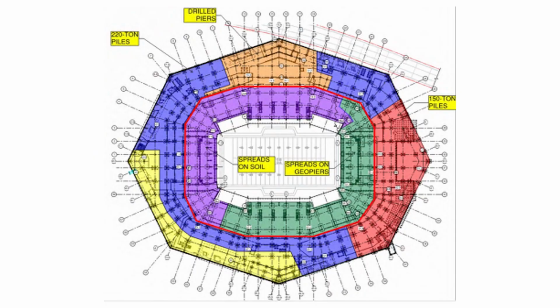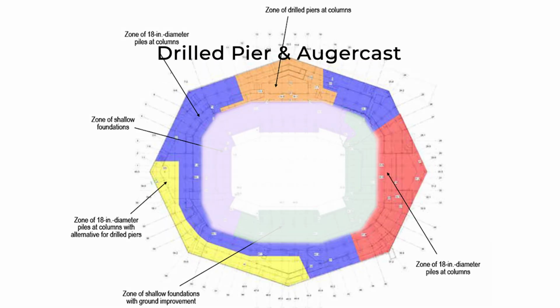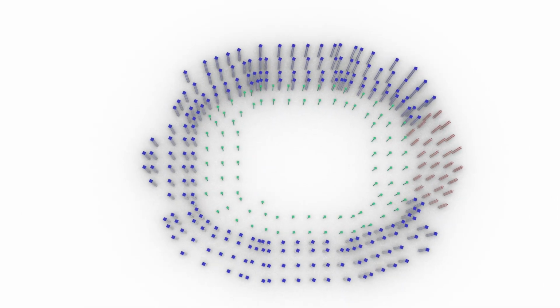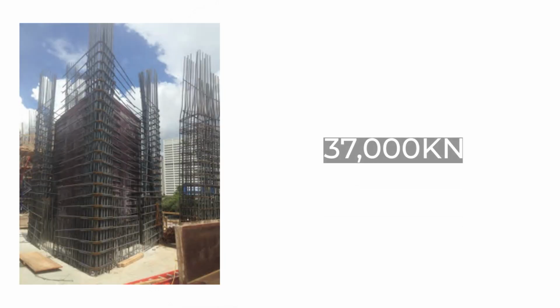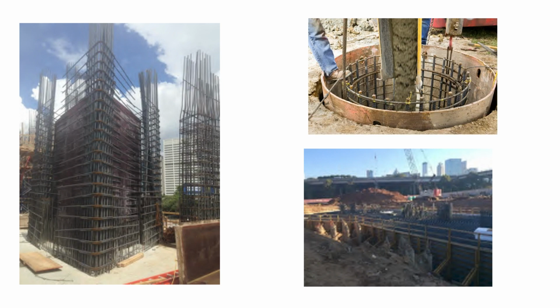Let's take a look at the foundation construction process of the Mercedes-Benz Stadium. Inside the stadium, the ground is mainly reinforced with geopile and spread soil methods. On the stadium's exterior, drift piles and auger cast pile methods are both used, each applied based on its specific location and role. The stadium's mega columns must support an enormous load of 37,000 kN. For this reason, a simple raft foundation alone is insufficient. To compensate, drill piles are added beneath the mat foundation to transfer the weight to the ground.